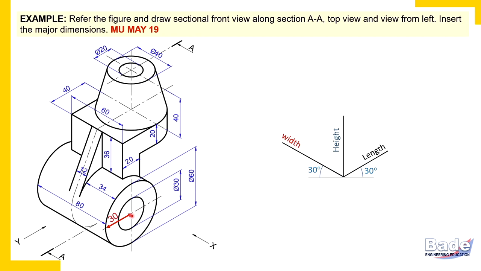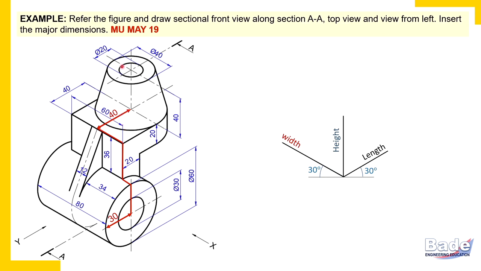So 30 millimeter. The extreme left edge is a curved edge. Its radius is 30 millimeters. Check here, the diameter of this circular edge is given as 60 millimeters. 30 millimeters is the radius, so up to the center of the cylinder, parallel to length, is 30 millimeters. Then 40 millimeters, that's given here, check. 40 millimeters, that is parallel to the length dimension.